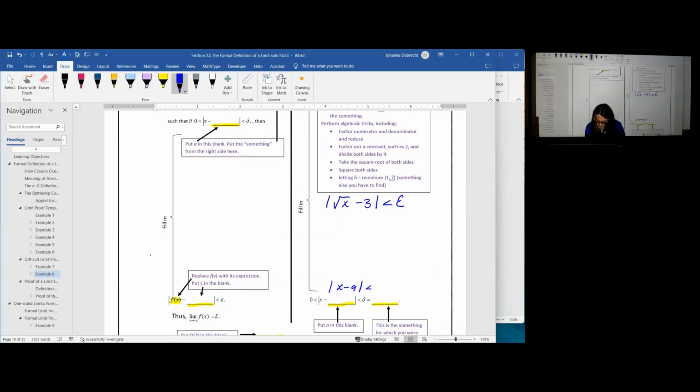And it needs to be less than something. Now, when I'm looking at this one up above, and I'm trying to visualize how on earth am I going to get an x minus 9, nothing comes to mind at first. And then I look at the square root and I think, well, if I multiplied by the conjugate, I could get x minus 9. That means if I multiply by the square root of x plus 3, I could get my x minus 9.